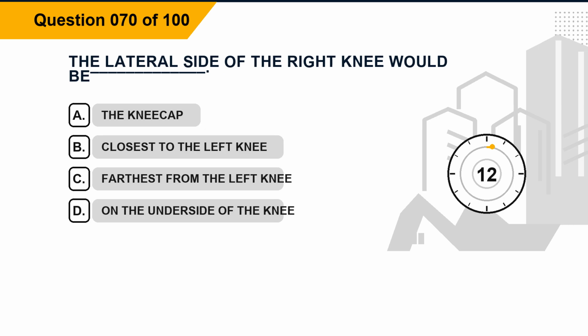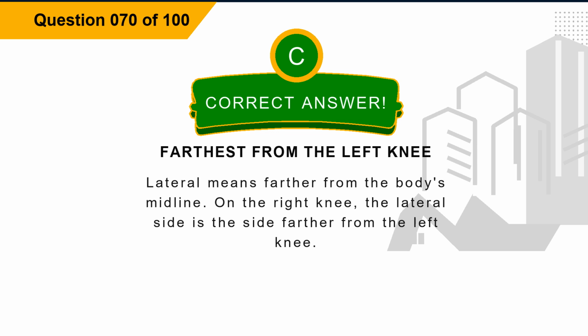Question 70. The lateral side of the right knee would be blank. Option A, the kneecap. Option B, closest to the left knee. Option C, farthest from the left knee. Option D, on the underside of the knee. The correct answer is option C, farthest from the left knee. Explanation: lateral means farther from the body's midline. On the right knee, the lateral side is the side farther from the left knee.